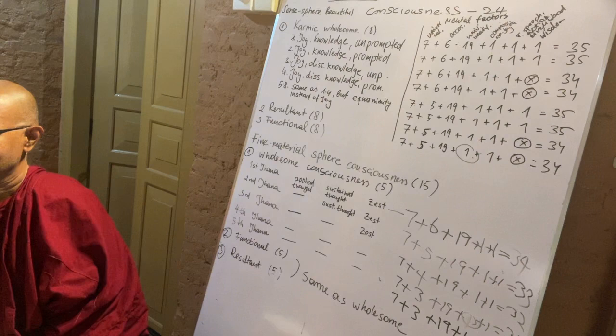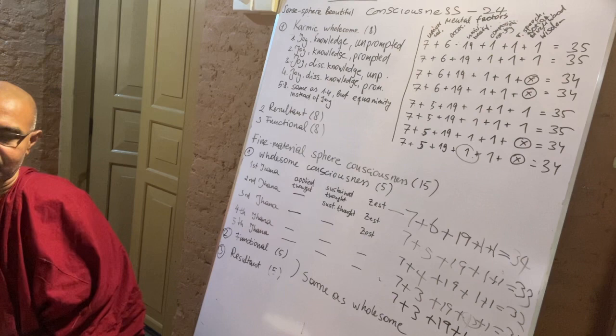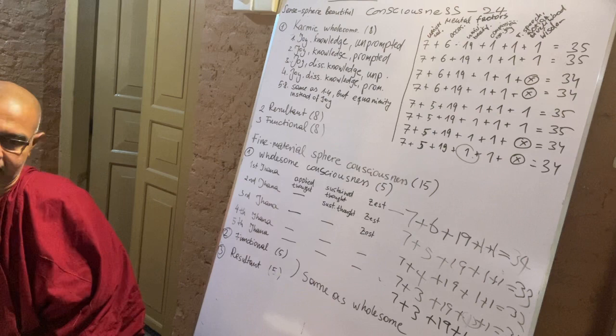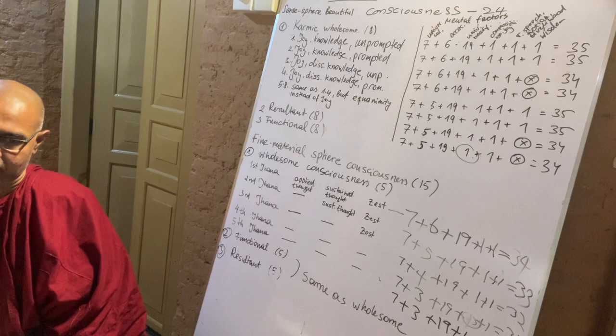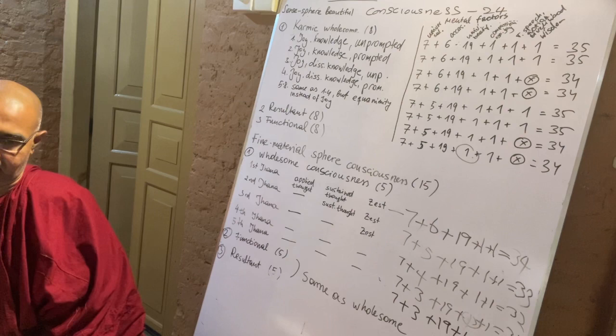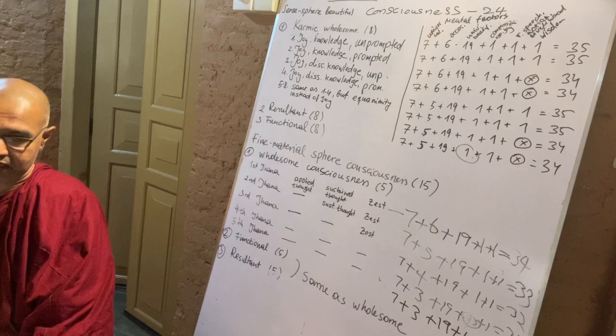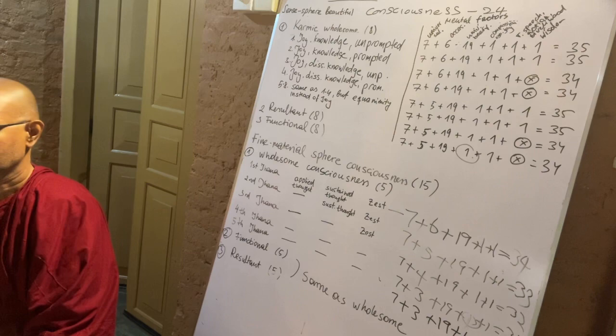Is the fifth jhana Akasanancayatanaya? No, actually, according to the Abhidhammic way, it's not the fifth jhana, it must be the sixth jhana. But according to the Suttanta, it is the fifth jhana. There are two ways of counting jhanas. According to the Suttas, it's the fifth jhana. According to Abhidhamma, it's the sixth jhana. I read a long description of why there are two ways of counting jhanas.